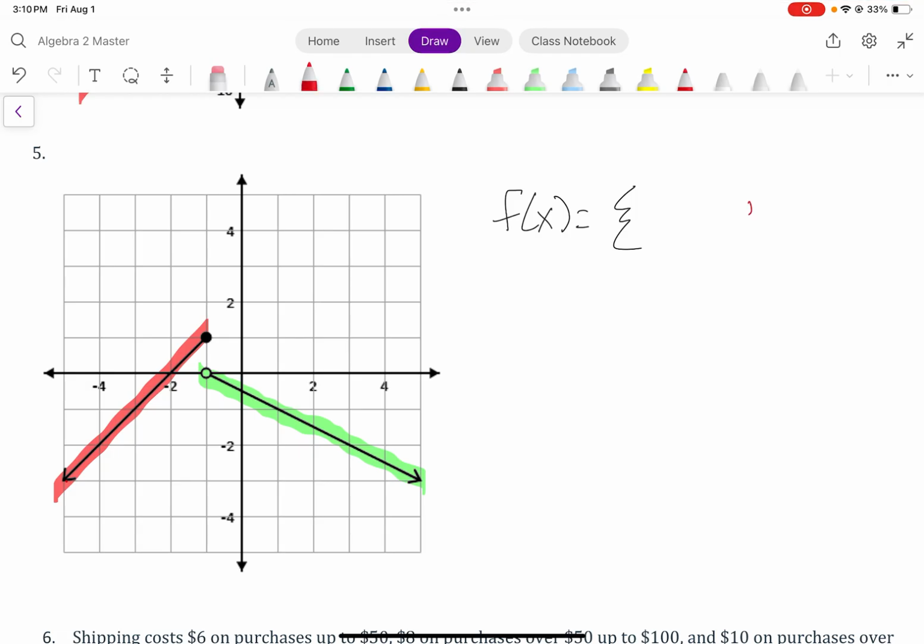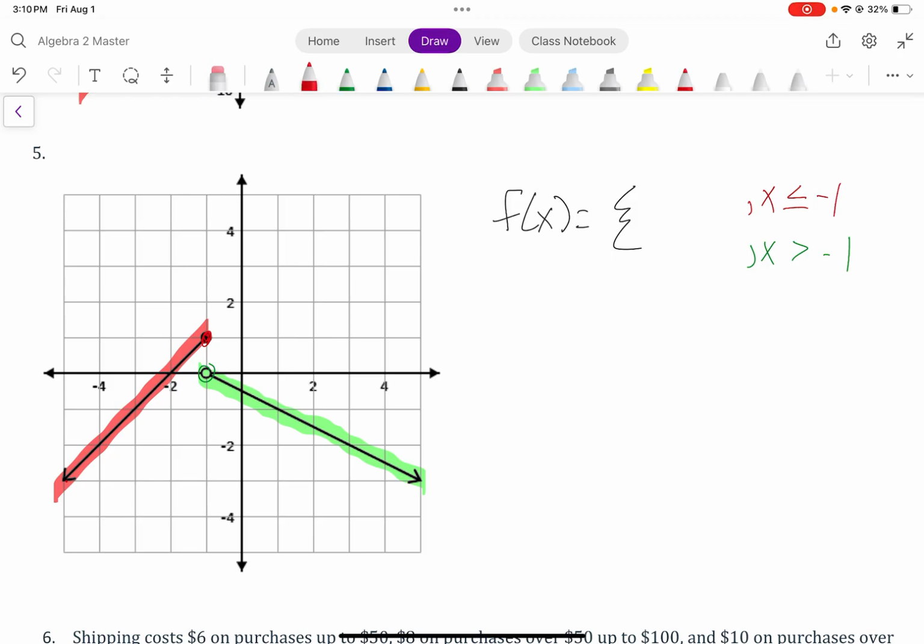I'm going to start with the domain part. So in the red, which I'll put on the top, x has to be less than or equal to -1. I know this because of this closed circle. Similarly, in the green, we had an open circle. So x is greater than -1 because we keep going further to the right in the green.